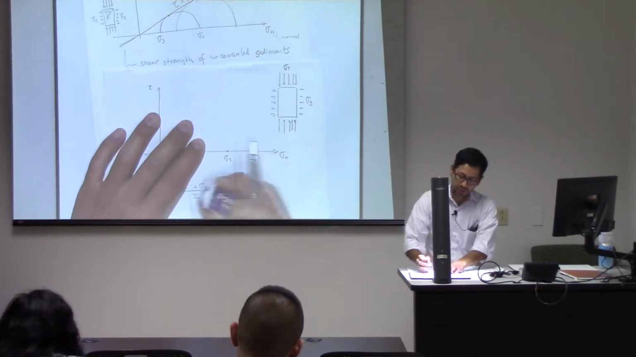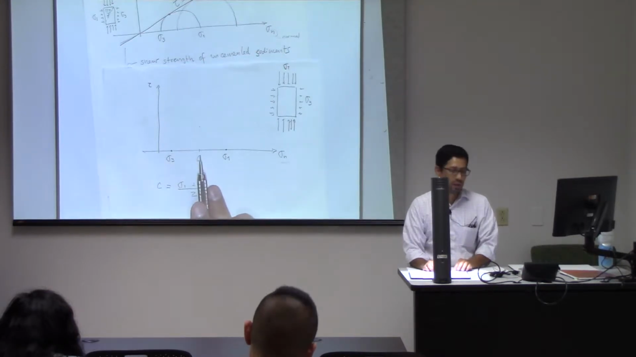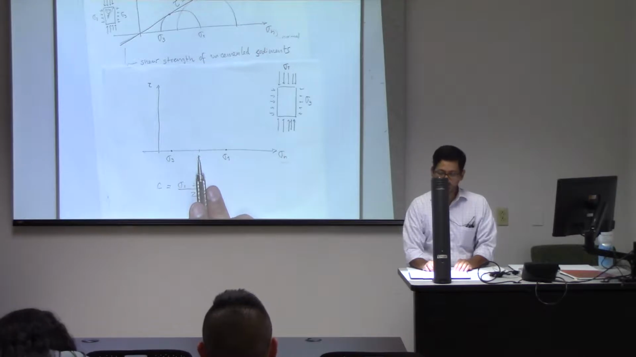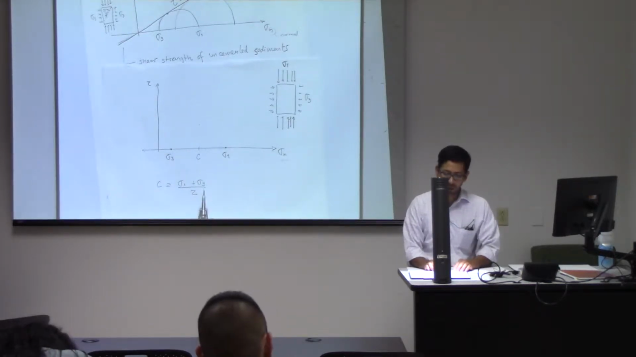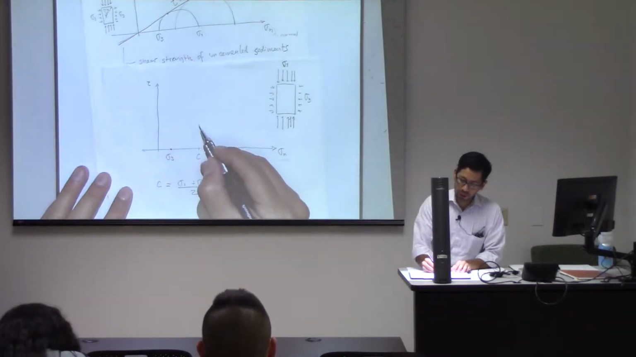So the average, sigma 1 plus sigma 3, is just the center, okay? Which you could also write as sigma 3 plus the radius. It's the same thing, but let's just keep it like this. This is the average, okay? And now I draw the Mohr circle, okay?